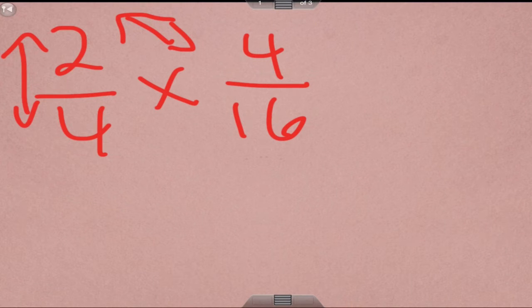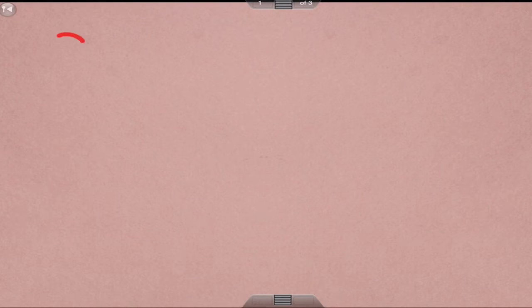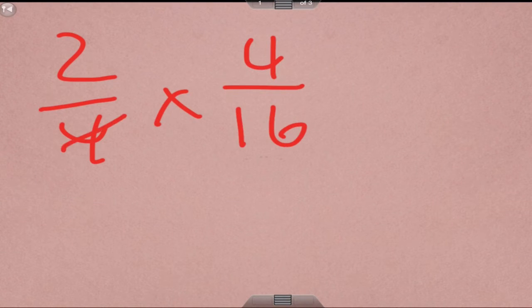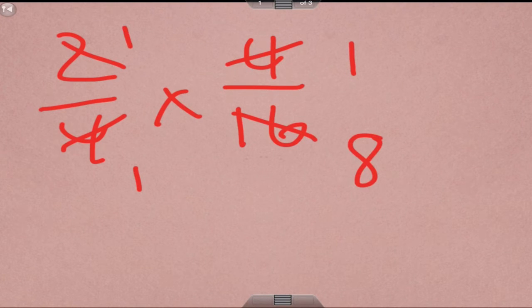So let me rewrite this so it's a little bit neater for us. So it's 2/4 times 4/16. So I could reduce these, and I have 1. I could reduce this, I have 8 and 1, because 2 goes into 16 8 times, 2 goes into 2 1 time. So the answer would be 1/8. So that's multiplication with fractions.